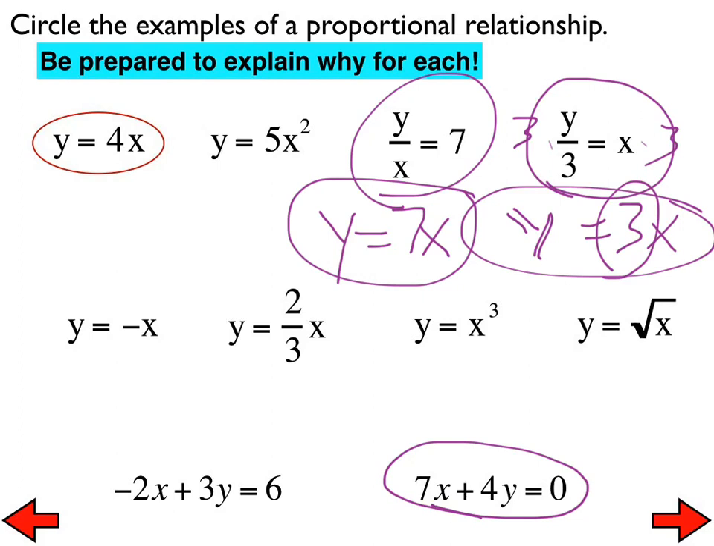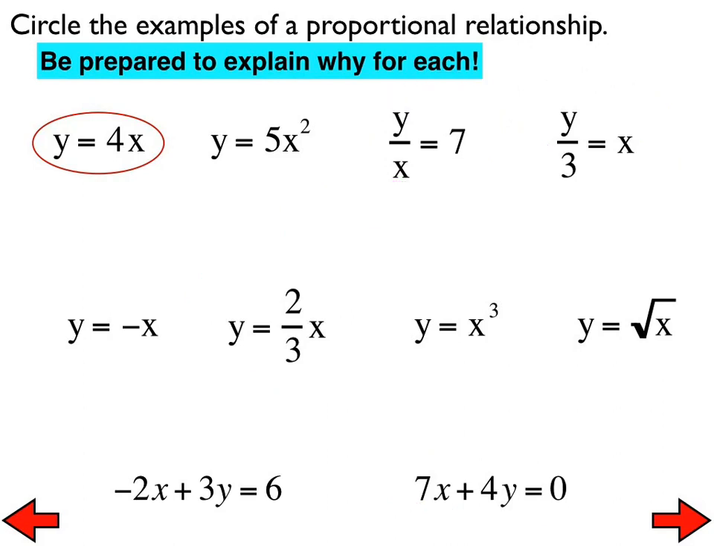Let's see here. We have 1, 2, 3, 4. I think there's one more up there. Brinthia? Y equals 2/3 x. And I don't think we even need to explain that one. It's already in that form. Brinthia, what is the constant of proportionality? 2/3. It is 2/3. All right.